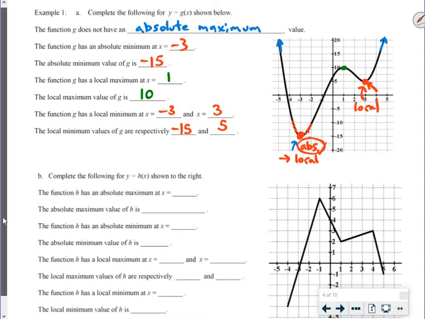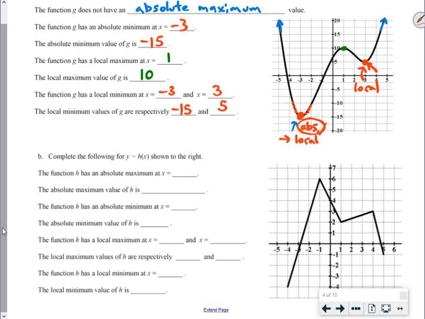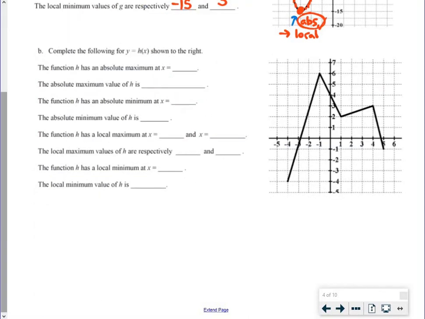All right. Okay. Complete the following for h of x shown to the right, so that carries on to the next page, if you're following along on your paper. Okay, h of x we have an absolute maximum when x is negative 1. And the corresponding y value is 6.